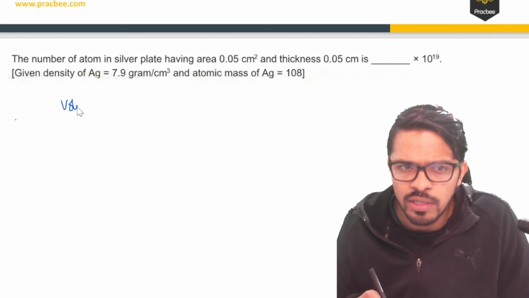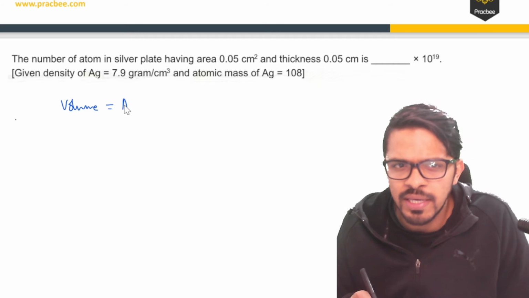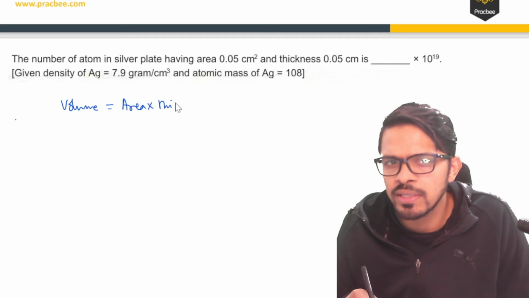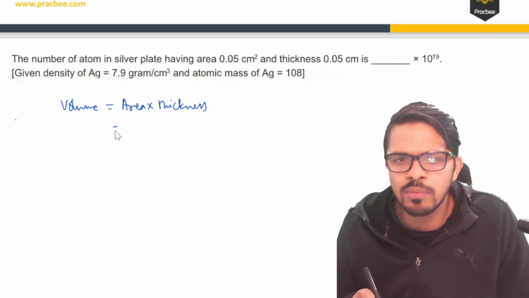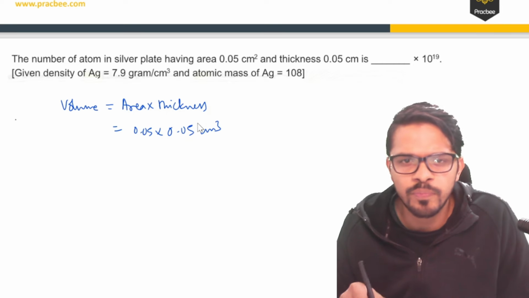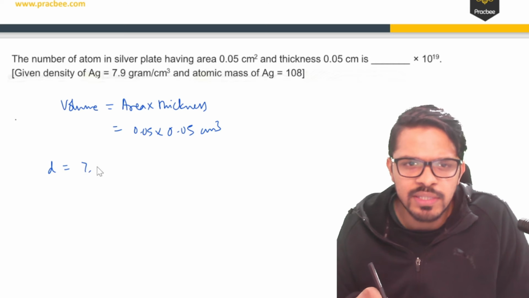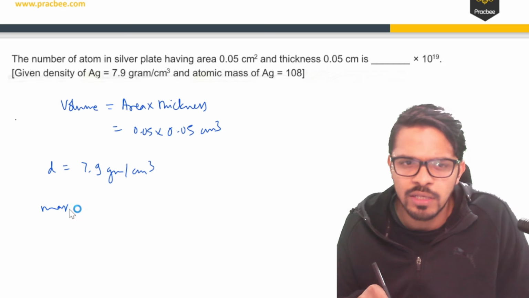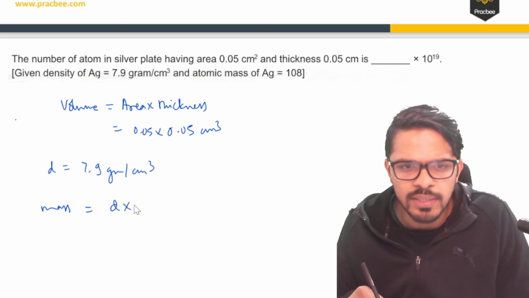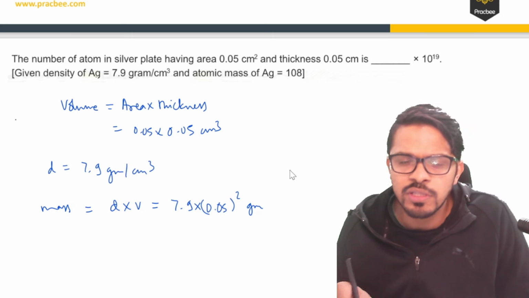We can first calculate the volume. So volume is area into length, or you can say area into thickness. So the volume comes out as 0.05 into 0.05 centimeter cube. And we know density is 7.9 gram per centimeter cube. So through this I can say the mass would be density into volume, which is 7.9 into 0.05 whole square. Now this value is in grams.